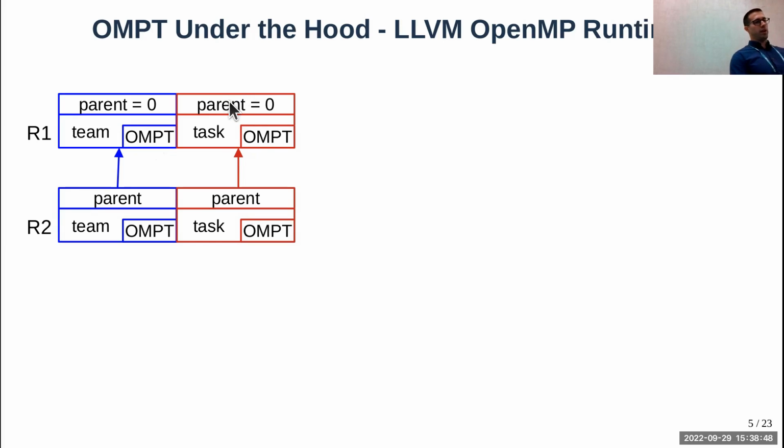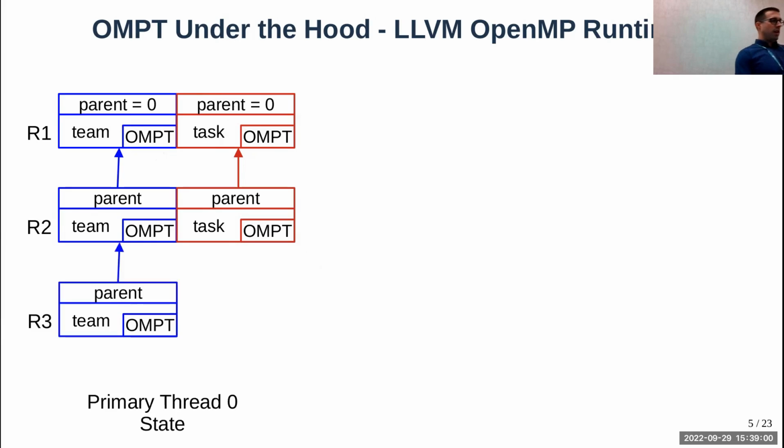It is similar with tasks. For each task, the runtime creates a task descriptor, and they are shown in red. So assuming now that a thread is executing region 1 and region 2, which are two nested regions, what happens when the thread encounters another parallel construct?